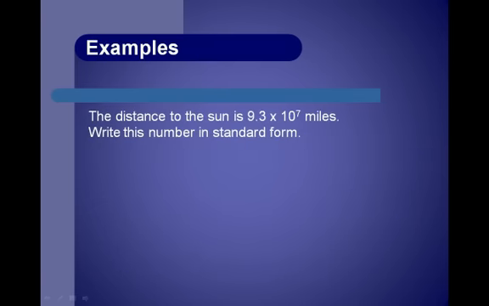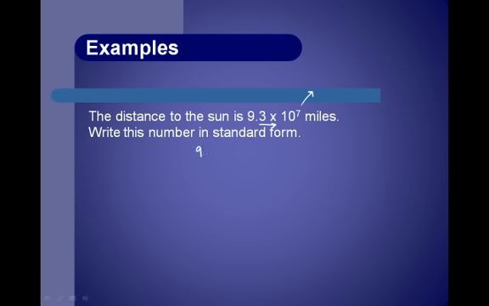Let's do a few more examples. The distance to the sun is 9.3 times 10 to the 7th miles. To write this number in standard form, observe a couple of things. The power of 7 means we're going to move the decimal 7 places, and because it's a positive exponent, we're going to make the number large, which means we're going to have to move the decimal to the right.